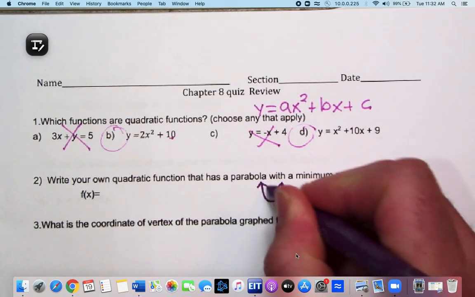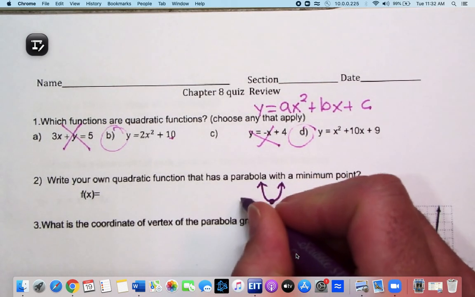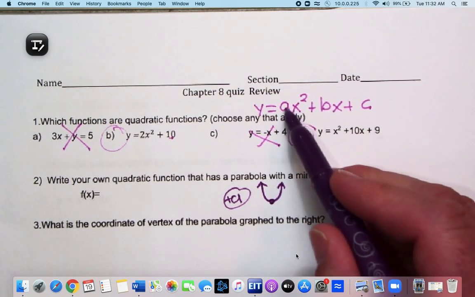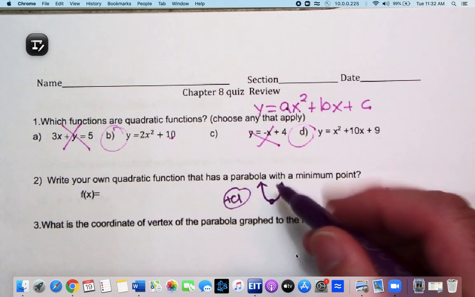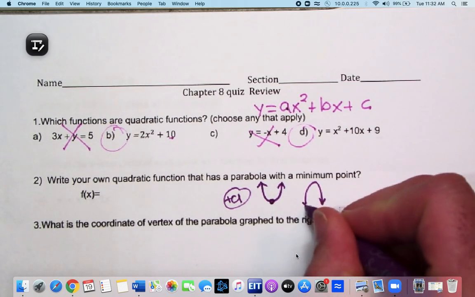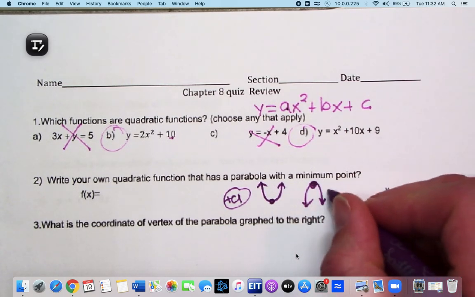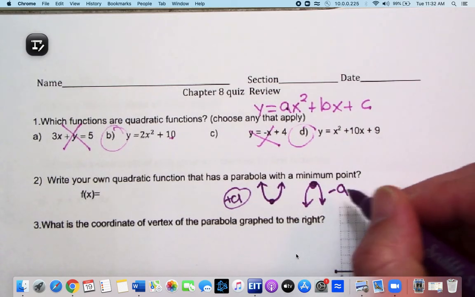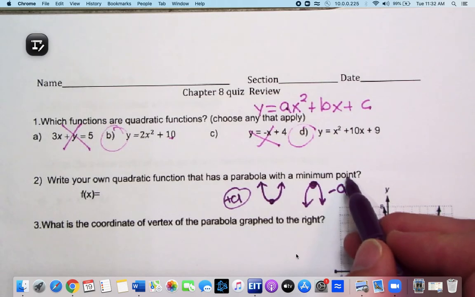Minimum points look like this. And what we had discovered is minimum points have a positive a value. So that value has to be positive for it to be a minimum. Vice versa, if it's going to have a maximum point, we'll have a negative a value. So because we're going to do a minimum point, we need a positive a.